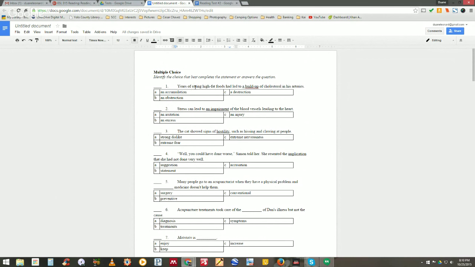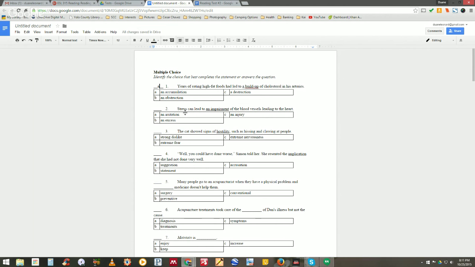Years of eating high-fat foods had led to a buildup of cholesterol in his arteries. So buildup is kind of a hint. Destruction means to take down. Obstruction means to block. Accumulation means to build up. So the answer is A.